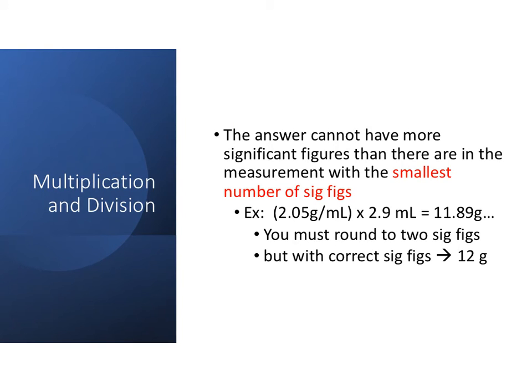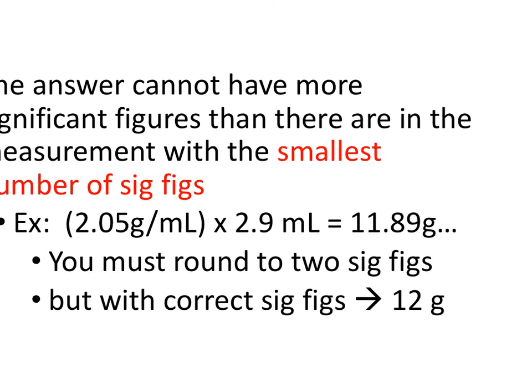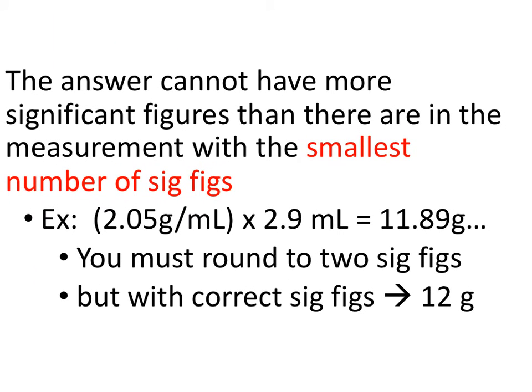All right, so there are a couple of rules as to how we multiply and divide. Multiplying and dividing is the easy one. If I am multiplying something together, like 2.05 times 2.9, 2.05 has 3 sig figs, 2.9 has 2 sig figs. Once I multiply it, I get an answer, and then I have to give my answer to the lowest number of sig figs. Since I only had 2 sig figs here, this number needs to be rounded using my regular convention of rounding so that I only have 2 sig figs. So the 11.89 gets rounded to 12 grams.